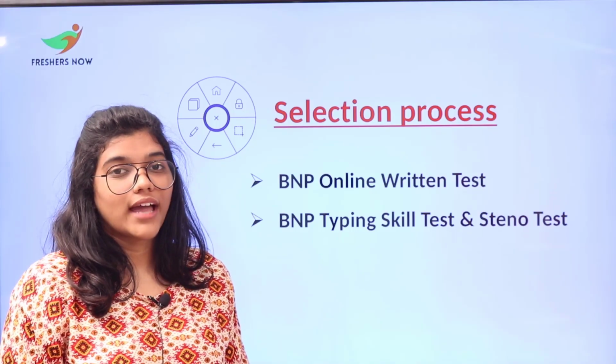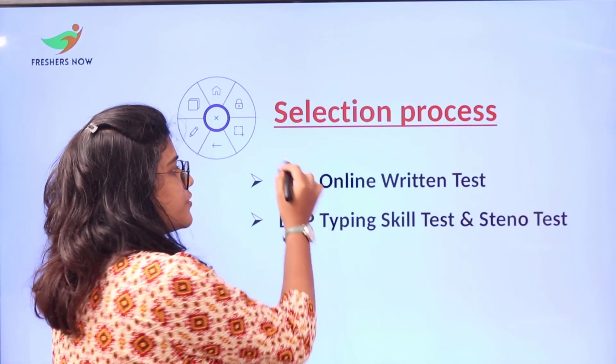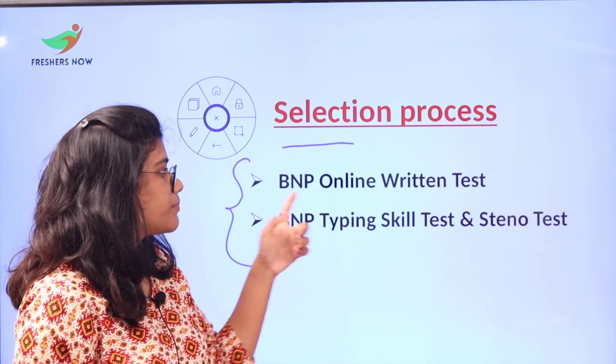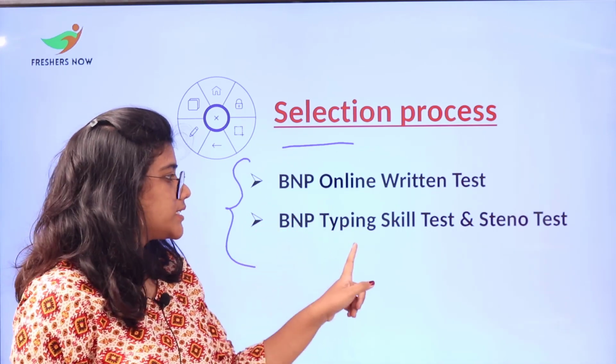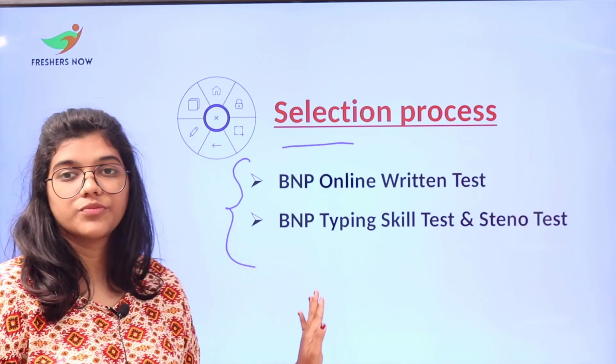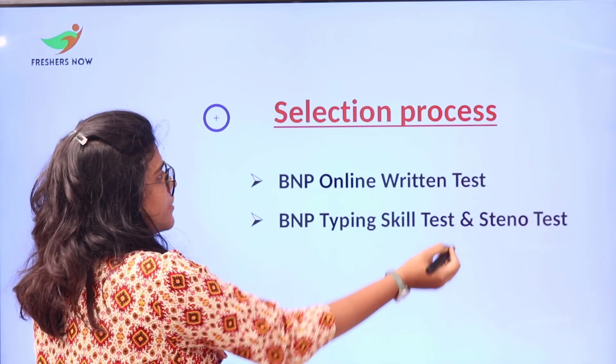First off, we are going to look at the selection process. The officials are going to conduct two phases of examination, which are the BNP online test, and the BNP typing skill test and a stenography test. Now we'll see what is the examination pattern for both of these exams.